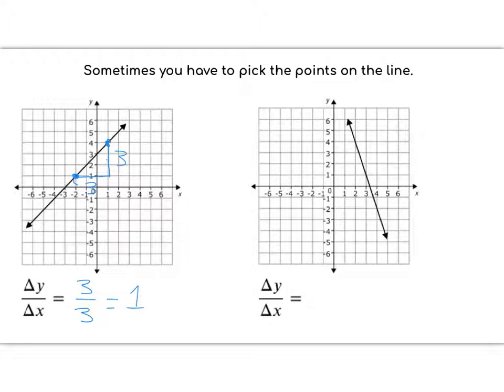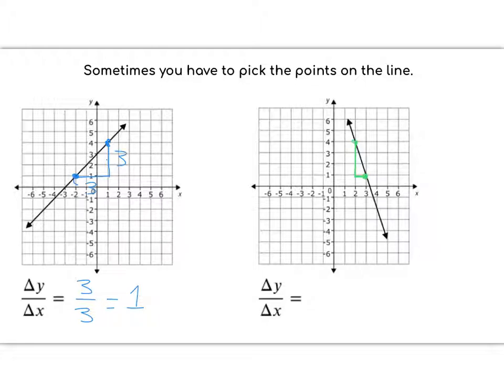Okay? So look at the next one. The first thing you want to do is choose 2 points that go through the corners of squares. I see one right here, and I see one right here. See how those go through the corners of squares? You want to draw in your slope triangle. It's got to use grid lines. It's got to be a right triangle.